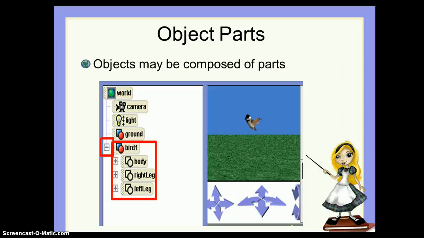A lot of the objects, I would say the vast majority of the objects, have parts. For example, a bird has a body, a right leg, a left leg, and if you notice there's a little plus sign right here, that means that the body has more to it than just a body, and same thing with the right leg and the left leg. If you click on them, you would get more detail. The left leg would maybe have a foot or something like that.